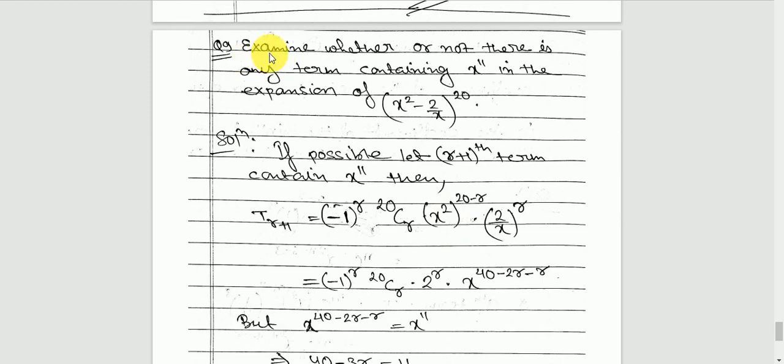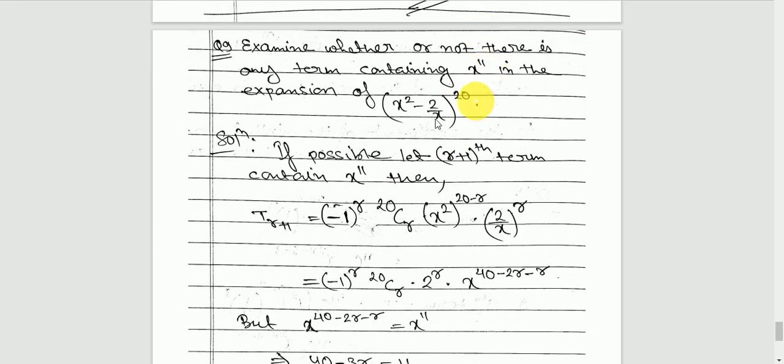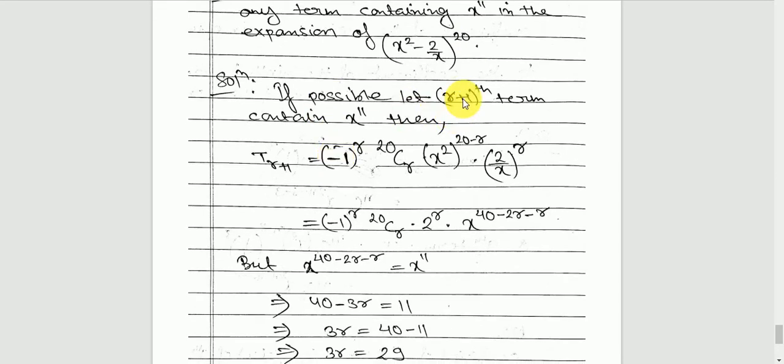Here is the last question. Examine whether or not there is any term containing x to the power 11 in the expansion of this. So we have to find whether there is any term containing x to the power 11 or not. Suppose there is one term which contains x to the power 11. If possible, let us consider that the (r plus 1)th term contains x to the power 11. So the (r plus 1)th term will be T(r+1) equal to (minus 1) to the power r, because the minus sign is there.